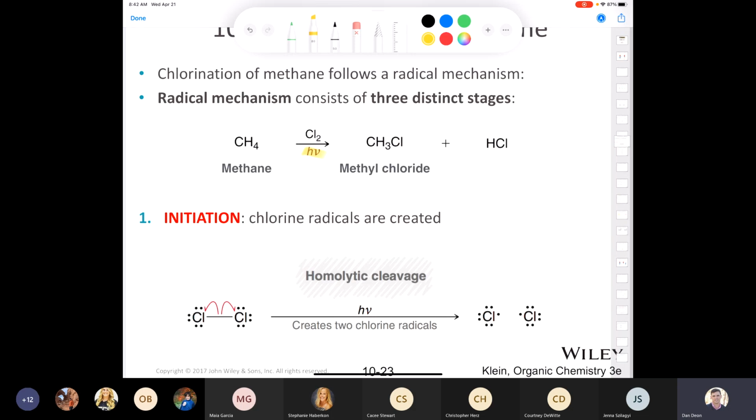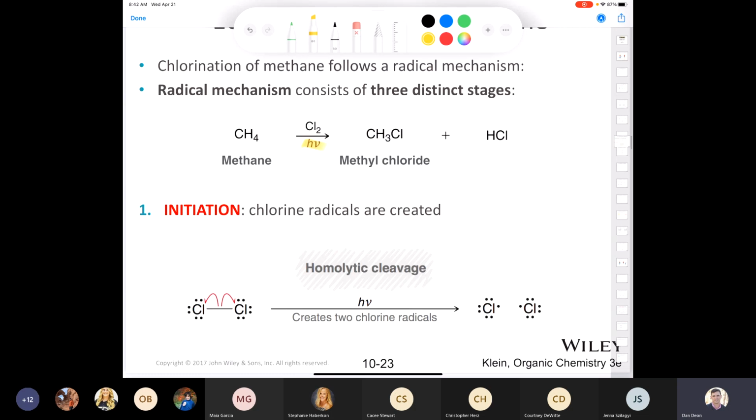Anyhow, so you take methane, you treat it with chlorine and light, and you end up making methyl chloride and HCl. Well, this is a radical mechanism. And so we can use this very simple reaction in order for us to really examine the initiation, propagation, and termination steps. See if you can follow along with me here.